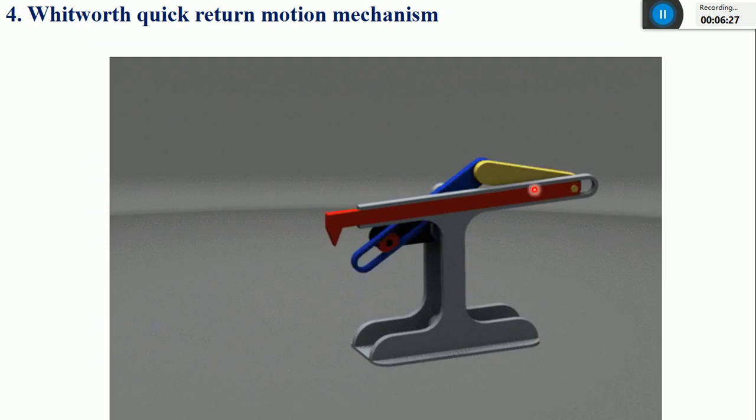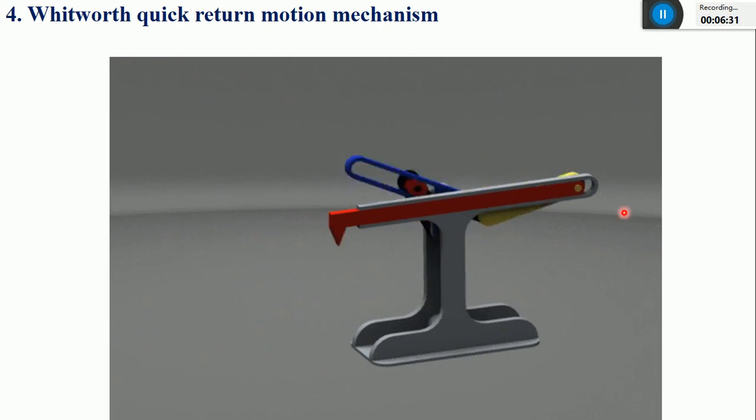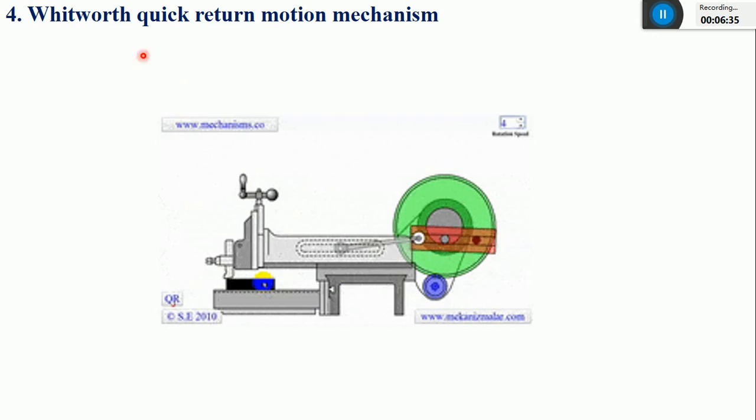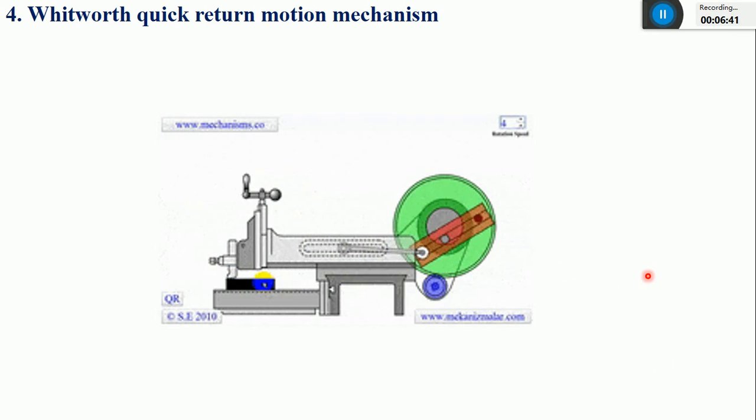So this was also an animation of a Whitworth quick return motion mechanism. You can see the application of this mechanism for the shaper machine. So these two mechanisms were discussed in the previous class.